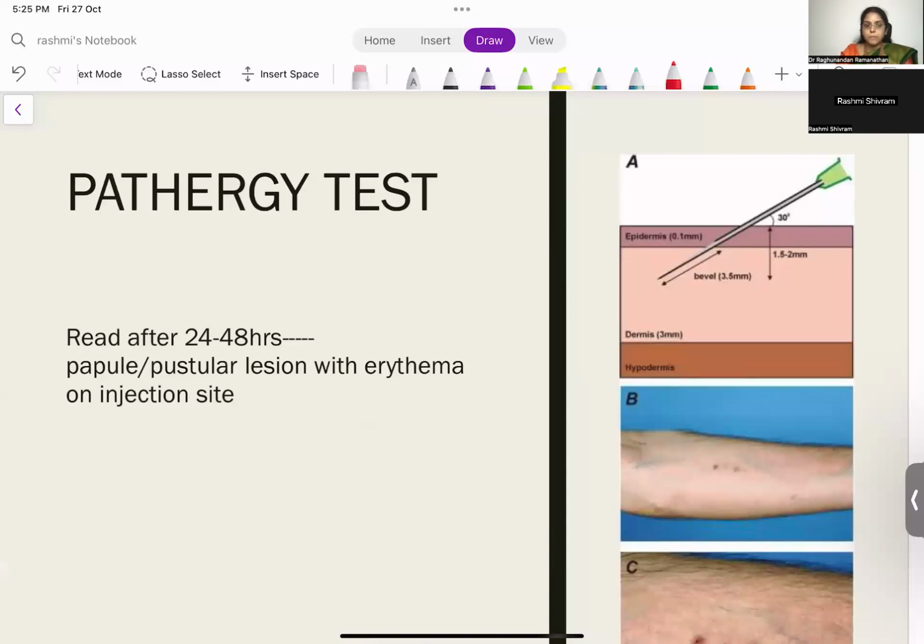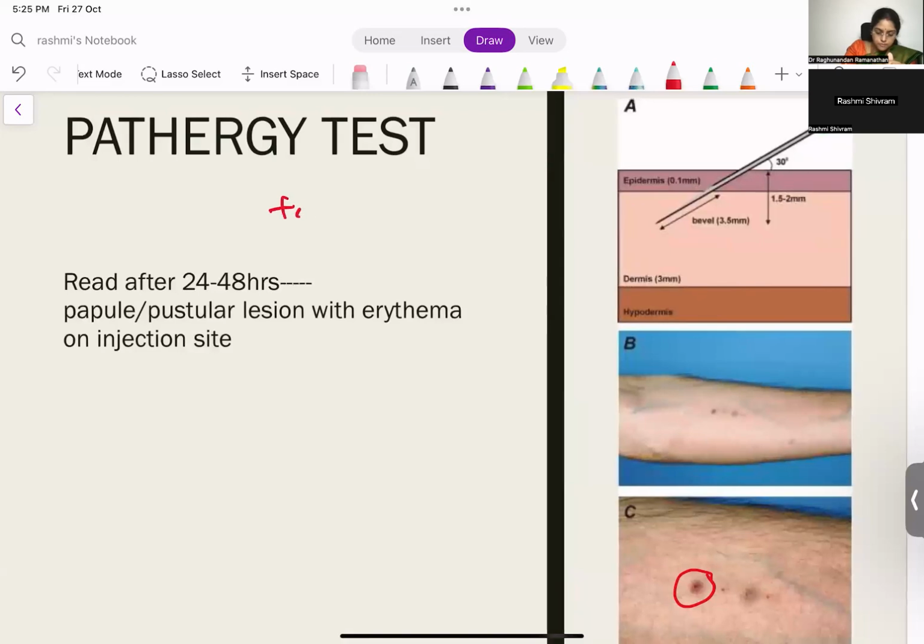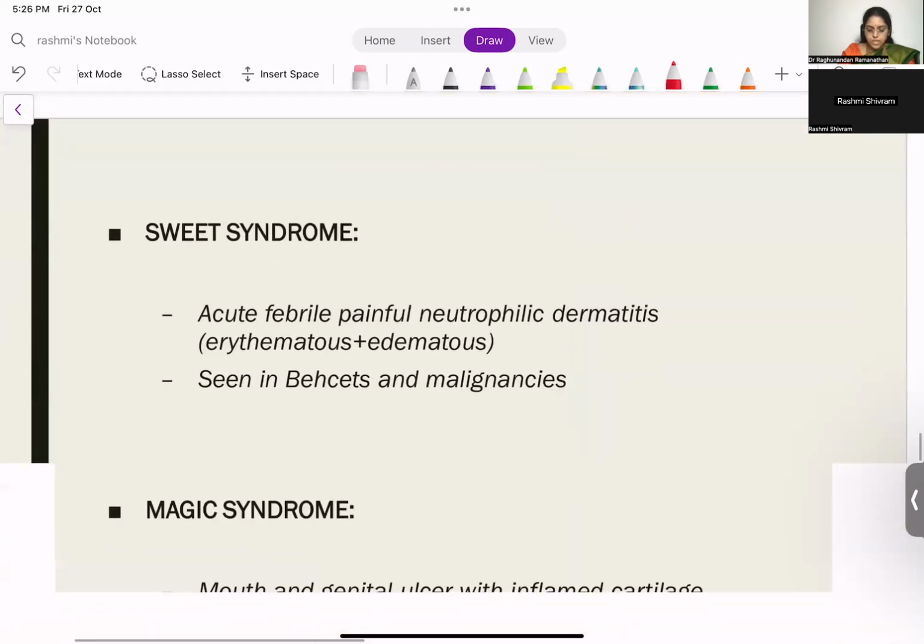What happens? There will be a papule or a pustular lesion with erythema on the injection site. You can see there will be a papule or pustular lesion in that place on the injection site. When this becomes positive, then this is called a pathergy test positive. Positive indicates Behçet's disease. Right. So the pathergy test, this is very, very important.